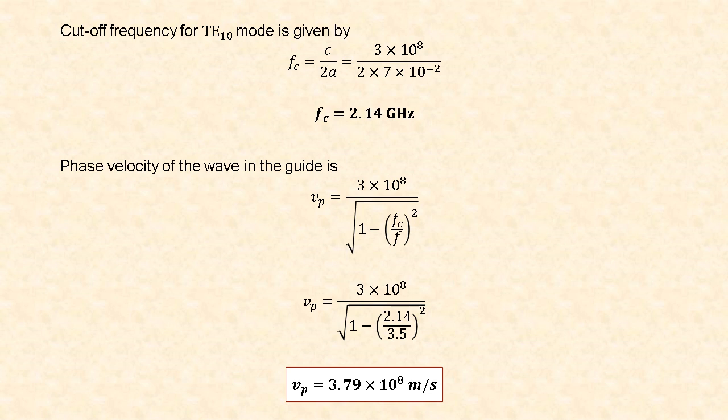The phase velocity of the wave in the guide is given by Vp is equal to 3 into 10 to the power 8 divided by square root of 1 minus (Fc by F) the whole square. Here they have given the frequency as 3.5 GHz, and we found the value of cutoff frequency as 2.14 GHz. So substituting in the formula, we get the phase velocity as Vp is equal to 3.79 into 10 to the power 8 meter per second.